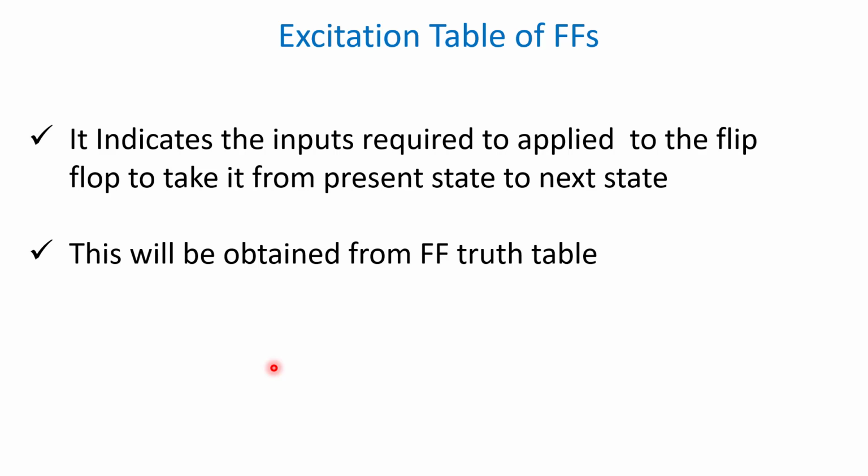So for each flip-flop we have predefined transitions: 0 to 1, 0 to 0, 1 to 0, or 1 to 1. For those transitions we should have predefined inputs, under which condition a flip-flop will move from one particular state to another particular state. That table is called the excitation table. This excitation table we can easily construct by using the truth table. Now we will try to construct the excitation table for each flip-flop.